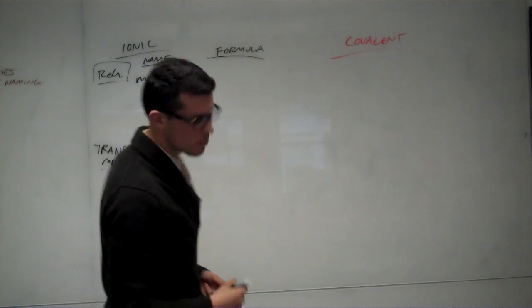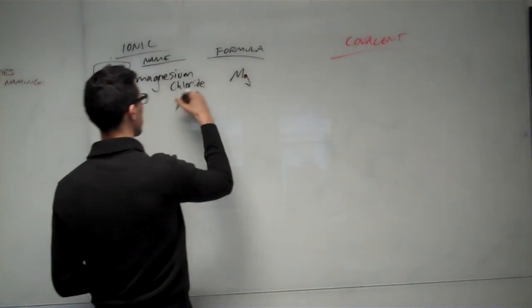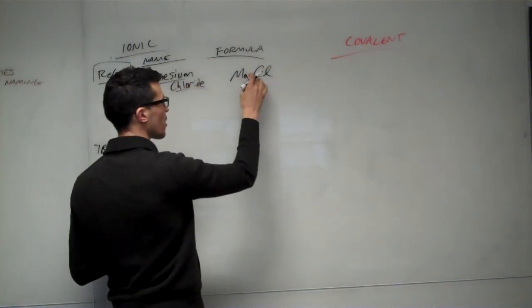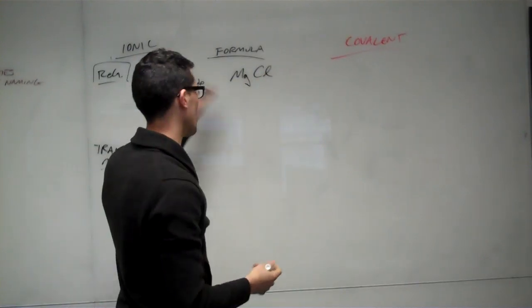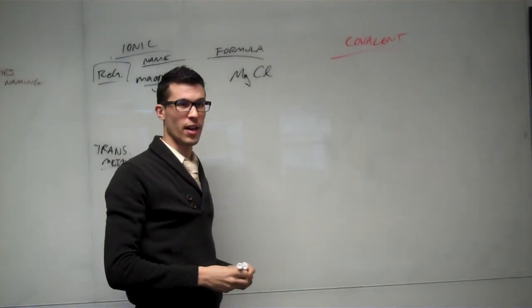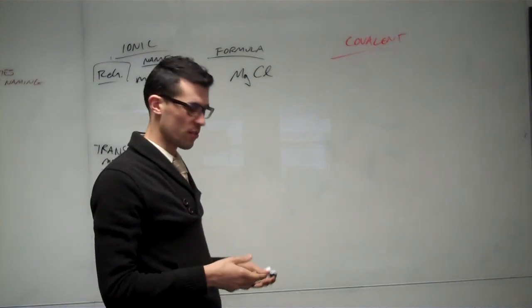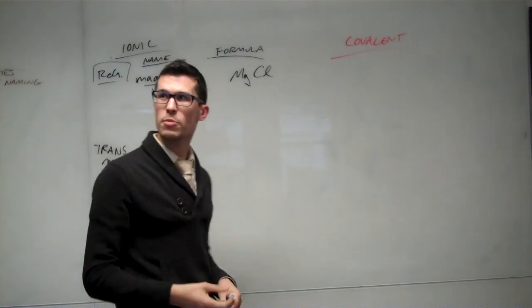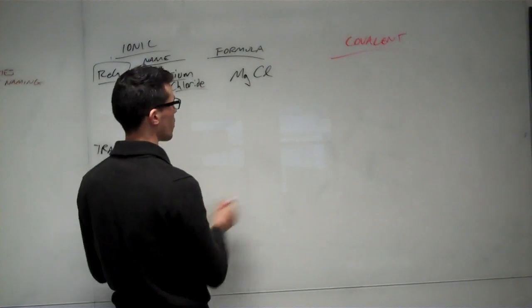So Mg is going to be involved, and we know that Cl is going to be involved too. We don't know how many of the Mgs and how many of the Cls yet. We just know that they're involved somehow. Now we have to figure out how they're involved. So Mg, where is it in the periodic table? It's in the second column.